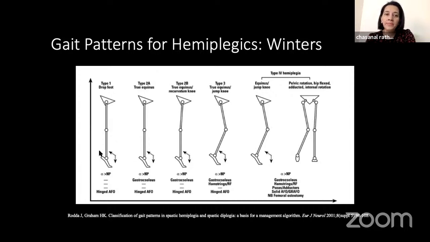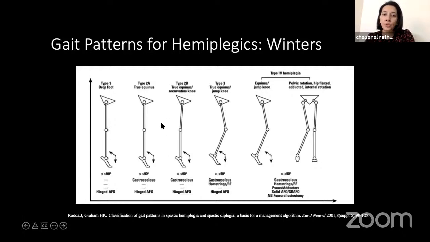So let's see for hemiplegics. If you look at the type 1, that is the foot drop pattern, there is probably a spasticity in the gastroc, but there is no fixed equinus. And there is also a weakness of tibialis anterior. So the child walks with a foot drop pattern, and there is maybe a slapping of the foot or difficulty in clearance of that particular lower limb.